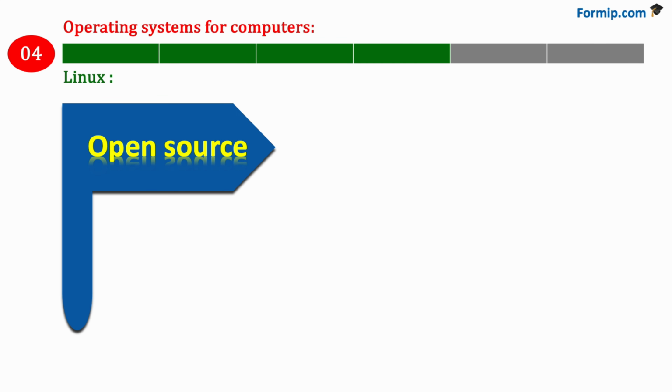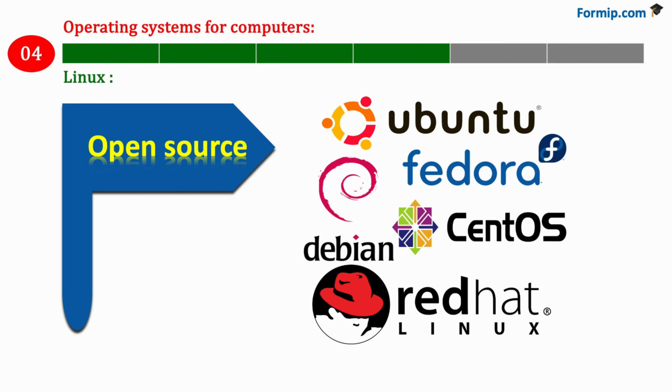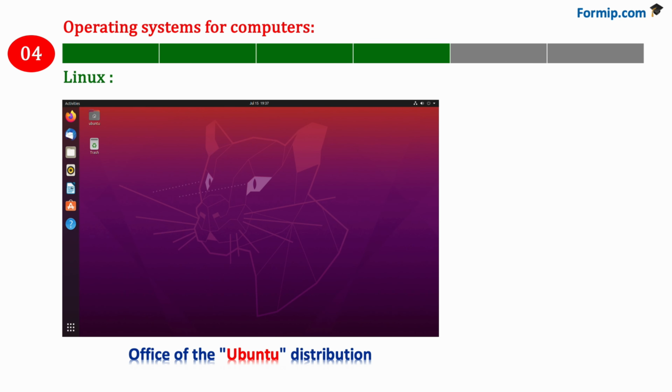Now, let's move on to Linux operating systems, which are completely open source. That is to say, they are free, and if you are a developer, you can contribute without problem to its improvement. Linux is only the kernel and is found in several distributions such as Ubuntu, Debian, Red Hat, Fedora, or CentOS. Here is the desktop of the Ubuntu distribution.